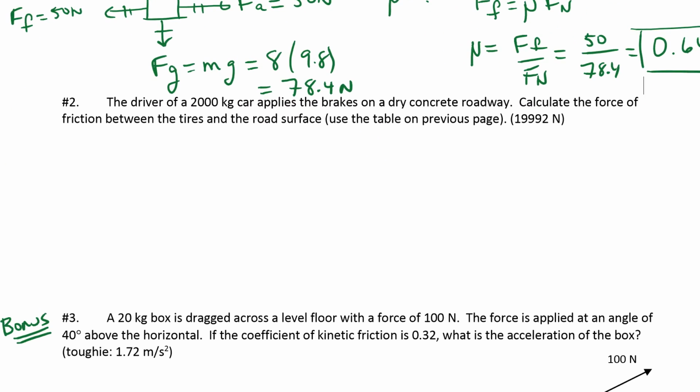Okay, we'll try number 2 here. It says the driver of a 2,000 kilogram car. You know what? Let's put a dot there and say that there are 1, 2, 3, 4 significant figures here.